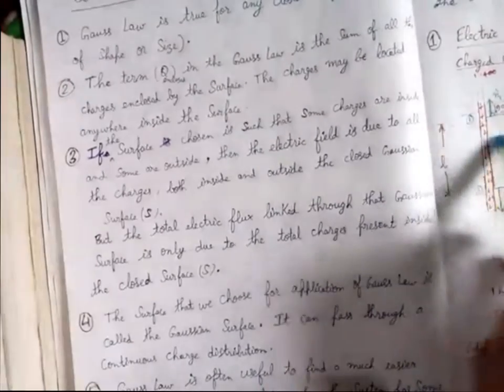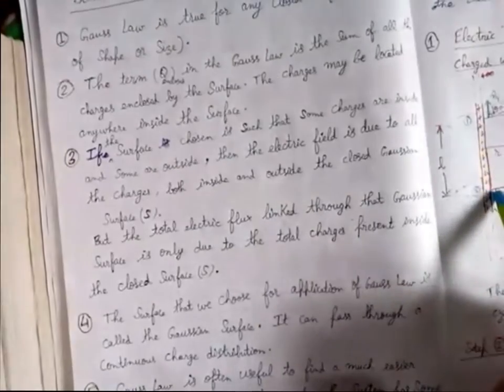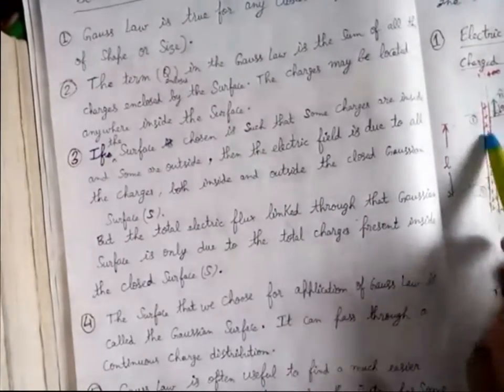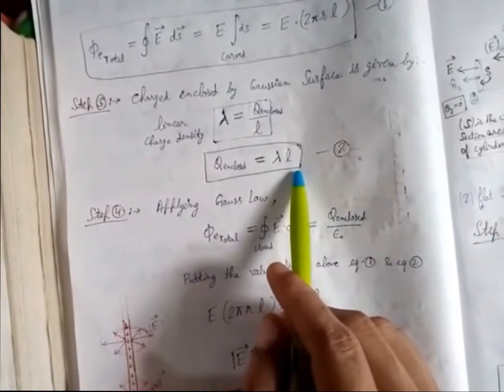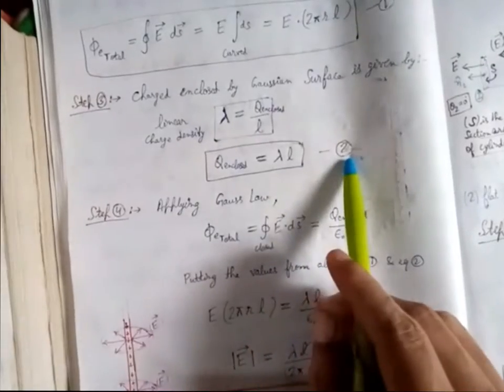It means the charge enclosed in this Gaussian surface, that is the Q enclosed. Now Q enclosed is equal to lambda into L. This is equation number 2.